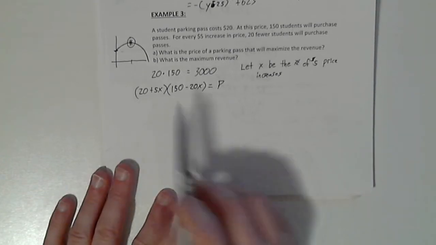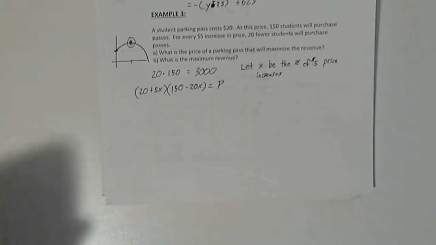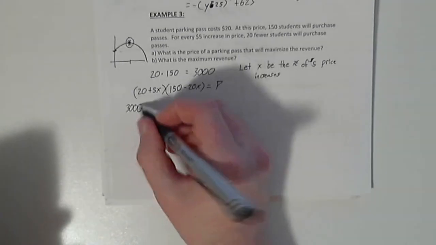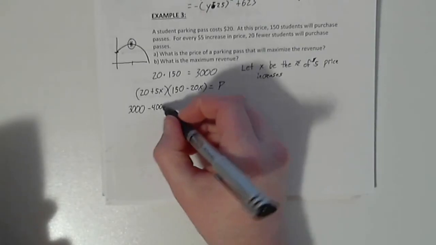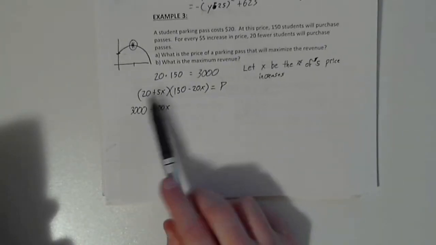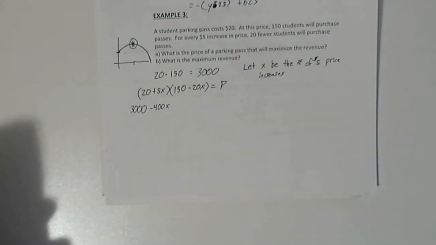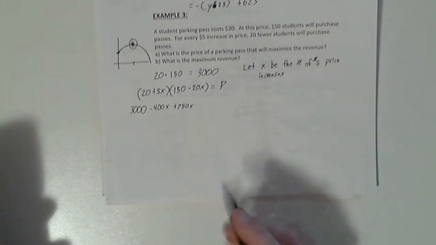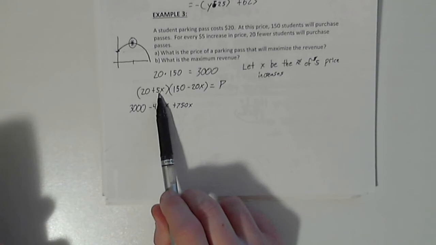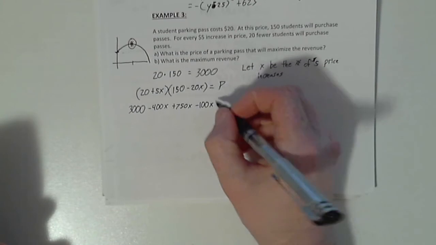Well, let's expand it. So 20 times 150. Nice and slow. This is going to be a harder FOIL than usual. So 150 times 20 is equal to 3,000. 20 times negative 20x is negative 400x. So that's that one, that's that one. 5 times 150 is equal to 750x. And here's where the quadratic comes from, an x times an x. So 5 times negative 20 is negative 100x squared.